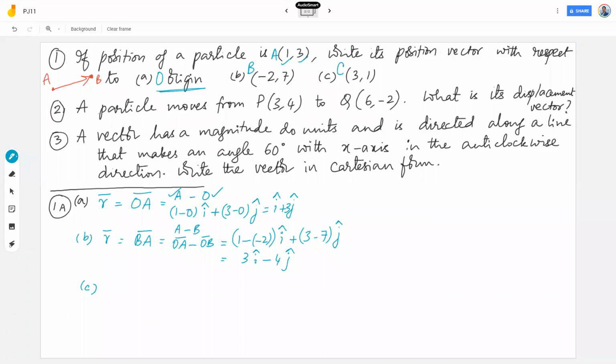Next, question C. Find position of A with respect to C. A with respect to C means CA bar, meaning you are looking at A from C. So C to A. CA bar is written as OA bar minus OC bar, which is equal to point A minus point C. What do you get? I'll write it directly now: minus 2 I cap plus 2 J cap.